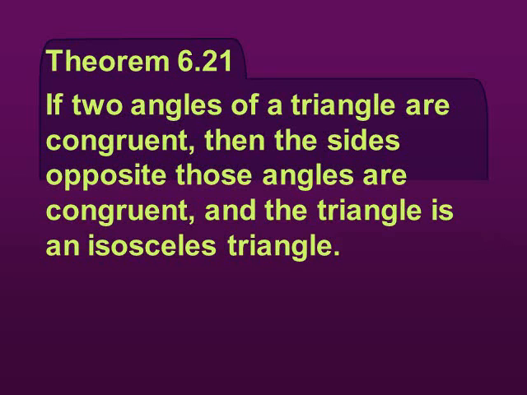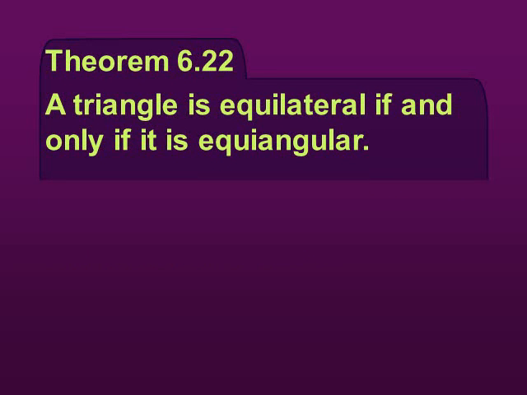Okay, so next theorem: if two angles of a triangle are congruent, then the sides opposite those angles are congruent, and then the triangle is an isosceles triangle. So if you notice, this is the opposite of theorem 6.20. Instead of starting with sides, I'm now starting with the angles, and I can work kind of backwards there. And the last theorem of the day is: a triangle is equilateral if and only if it is equiangular. So this is a biconditional statement, remember? So if it's equiangular, the triangle is equilateral. When you have a biconditional, you can read that forwards or backwards.